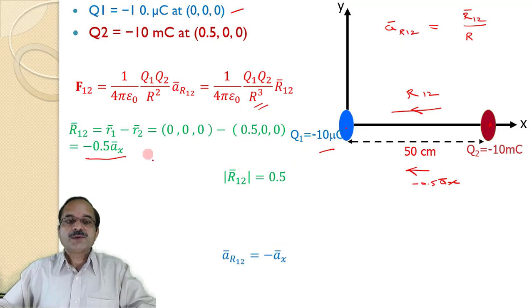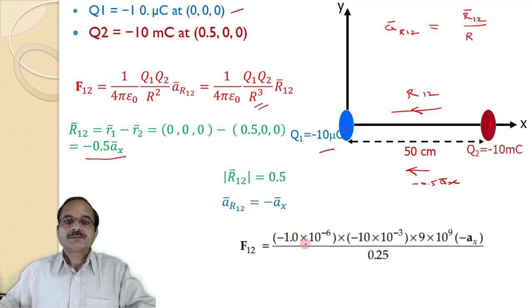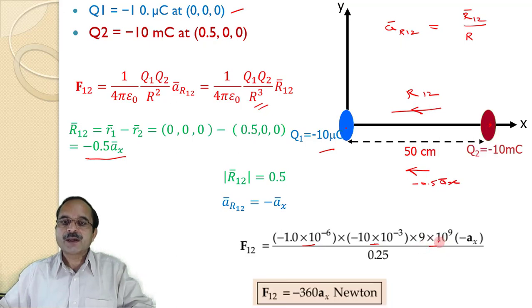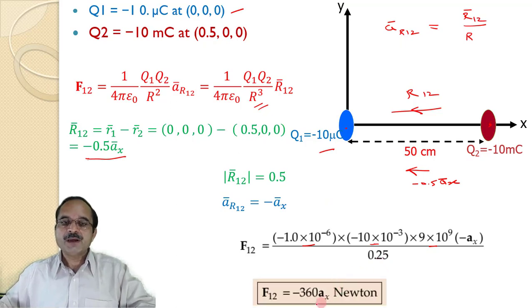So substituting all these values in the formula, the value of q1, the value of q2, and 1 upon 4 pi epsilon 0, that is 9 into 10 raised to 9, times minus ax divided by r cube, that is 0.25. This gives me f12 equal to minus 360 Newton, and the direction is in the negative x direction.